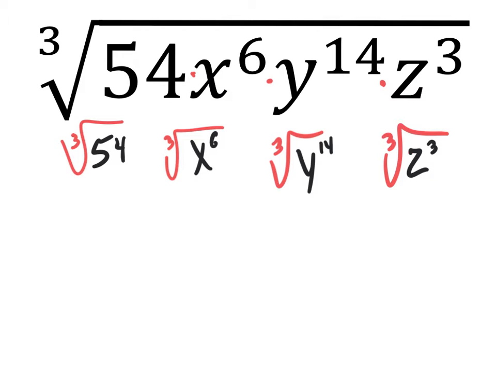So we have 54 right here, x to the 6th right here, y to the 14th right here, and z to the 3rd right here. So let's do the third root of 54. Now, this is not a square root. This is a third root. So the question is, is 54 a perfect cube number? Something times itself 3 times, will it give us 54?